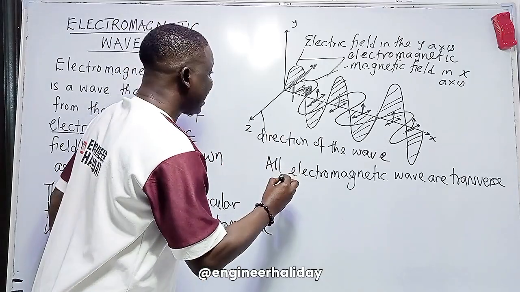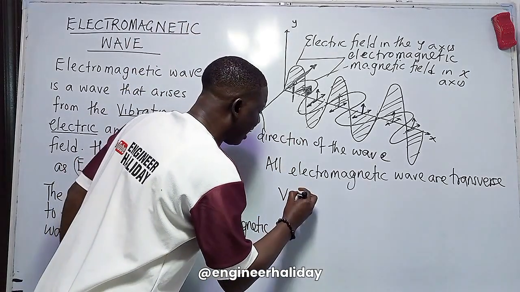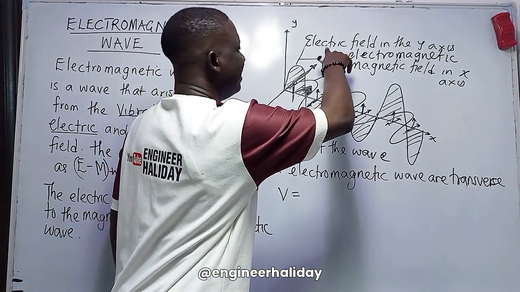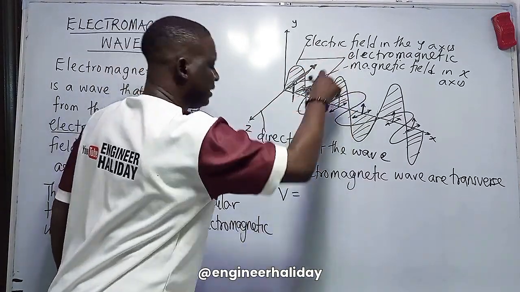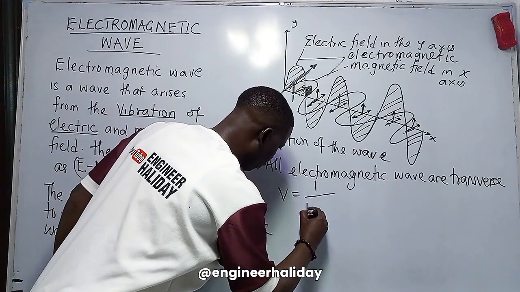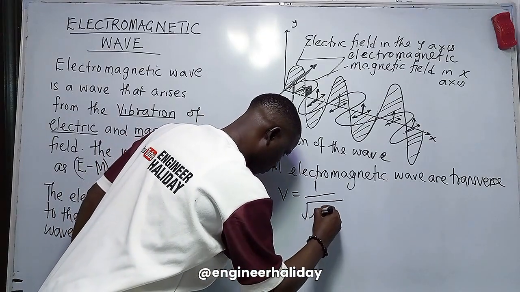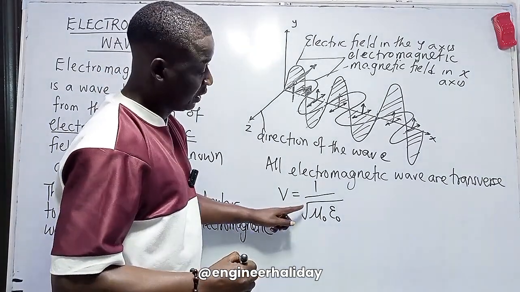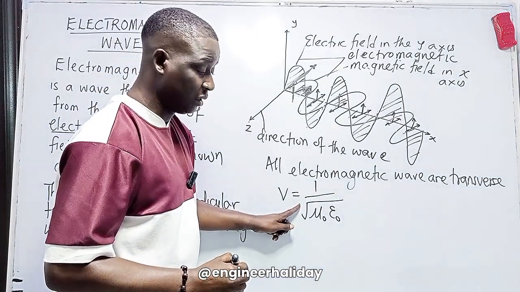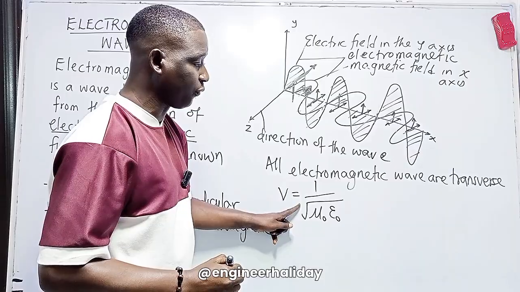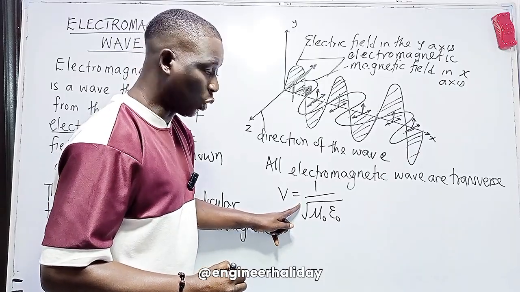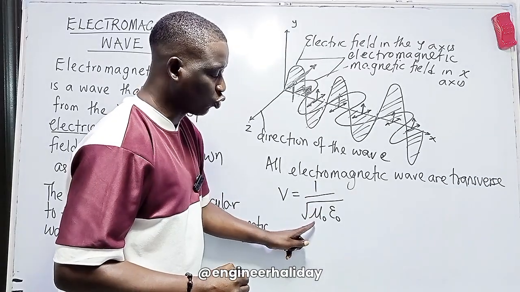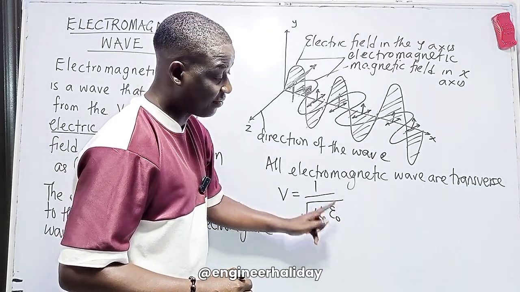Now, the velocity that will be produced here is a result of the electric field and magnetic field, which is 1 over the square root of mu naught epsilon naught. According to Maxwell's equation, the velocity of an electromagnetic wave is gotten by 1 divided by the square root of mu naught and epsilon naught.